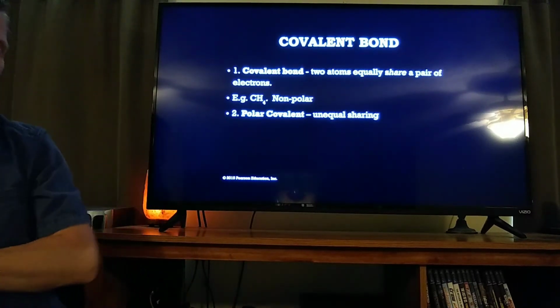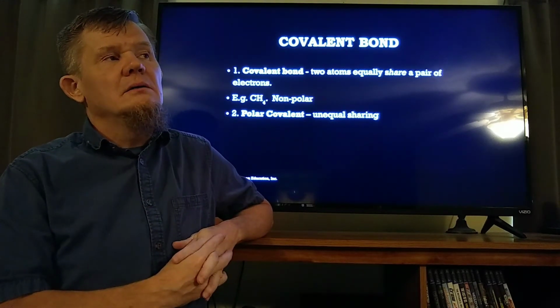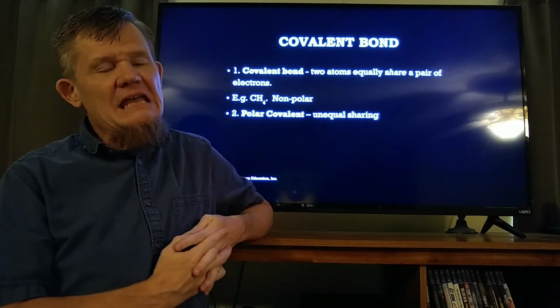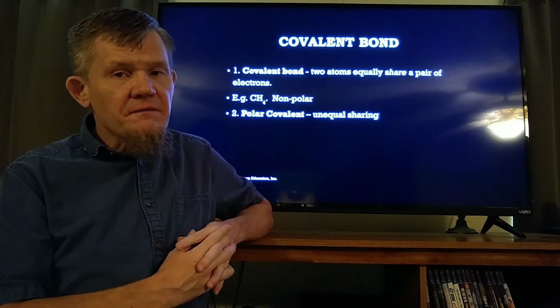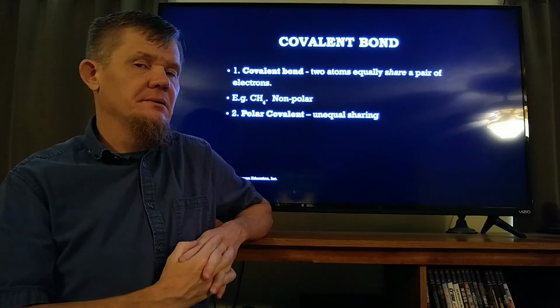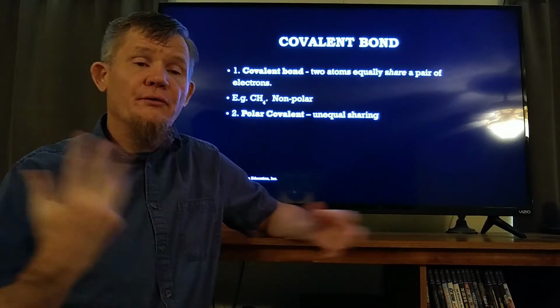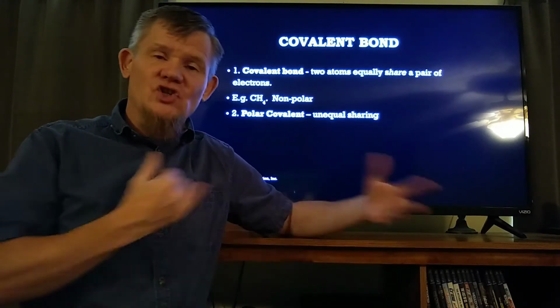The three kinds of bonds are defined by the behaviors of the atoms in the bond. If the atoms are equally sharing the electrons, it's called a covalent bond. Co for they're working together like a company. Valent for that valence shell.